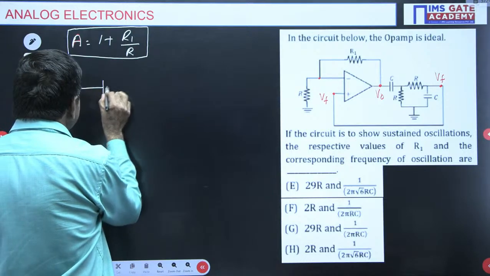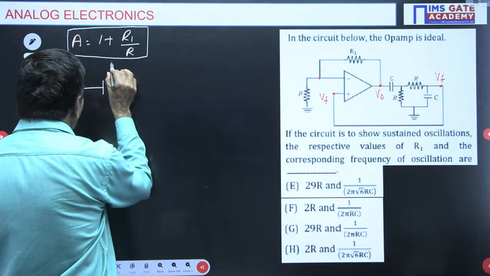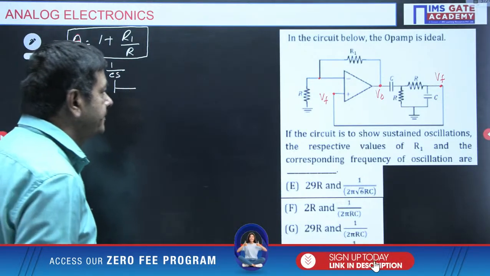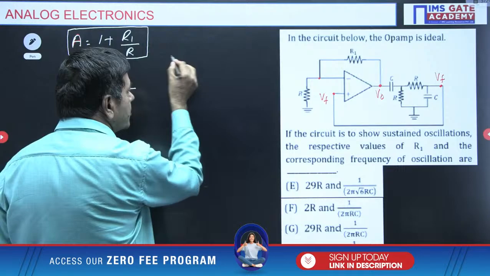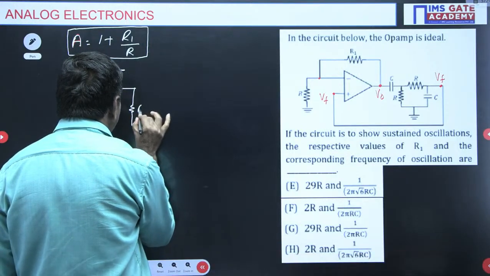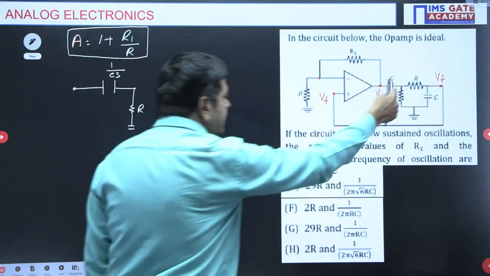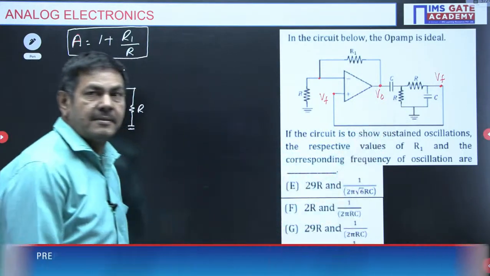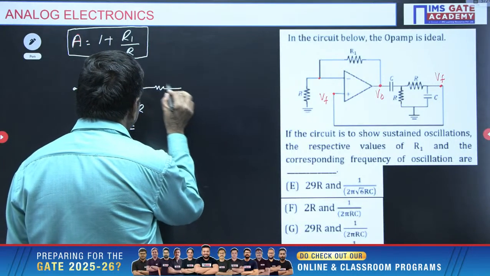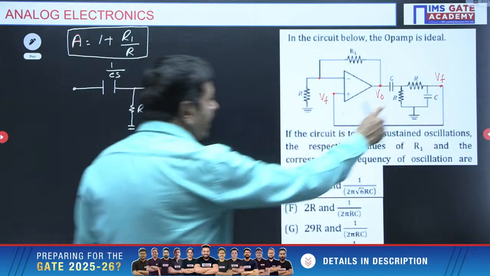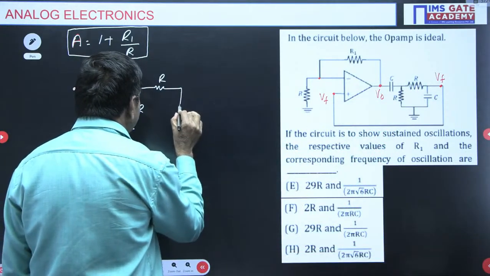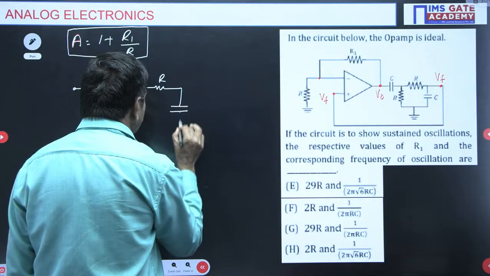This is the capacitance of the capacitor, 1 by Cs. From the Laplace, you will get 1 by Cs, now in ohms only. Resistor is connected to the ground. And one more resistor, R, is connected here. This is R. And the capacitor is also connected to the ground.